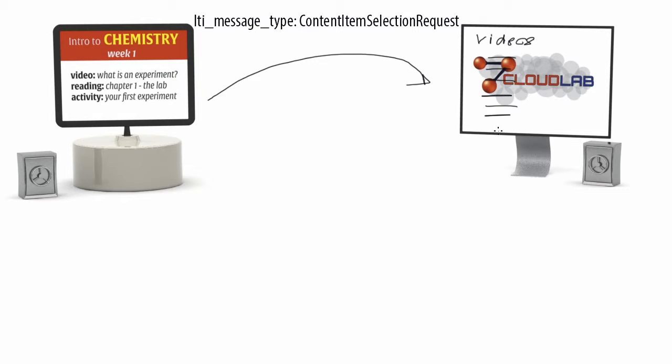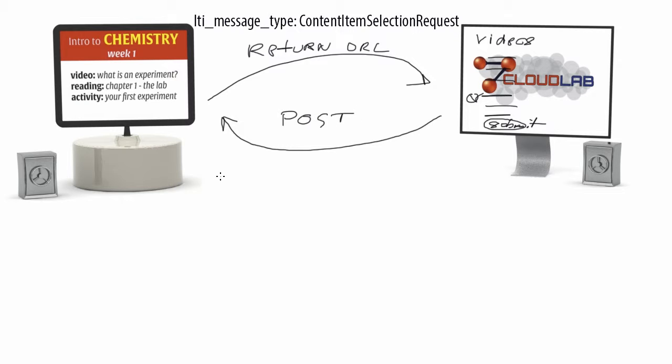So in this specific case, for the video use case, I can just say, okay, I want to pick this one. And when I say submit, then on the launch there is also a return URL that's passed. And when I press submit, I'm actually returning back to the tool consumer UI using the return URL. But this return URL is a post. And in that post, I include a content item description, which is actually a JSON string that describes the item I intend to return.